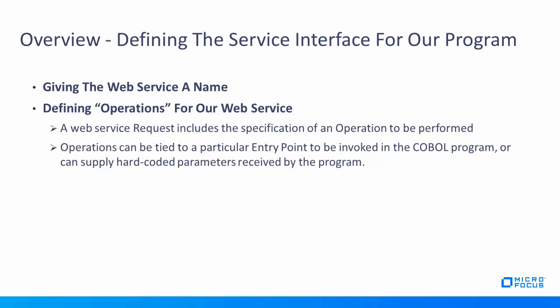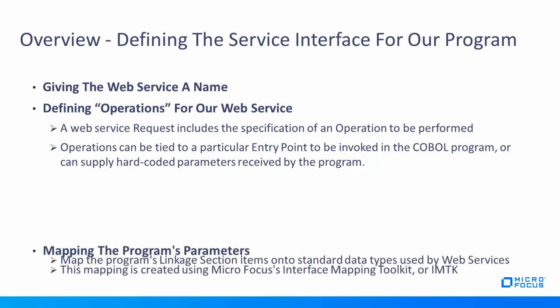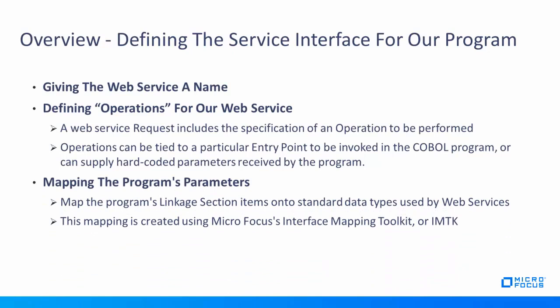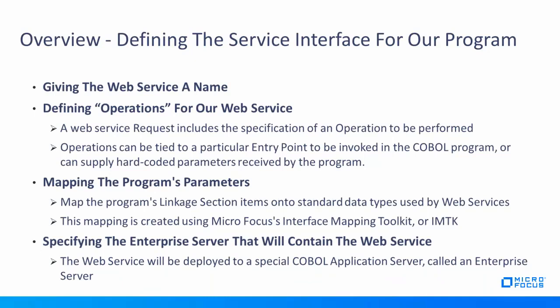We'll be setting up 2 operations for our COBOL program, related to the addition and subtraction tasks our program can perform. Mapping the program's parameters. We'll map the parameters in the program's linkage section onto standard data types used by web services. This mapping is created using Micro Focus's Interface Mapping Toolkit, or IMTK. Finally, we'll specify which COBOL application server, called an enterprise server, will contain our deployed web service.